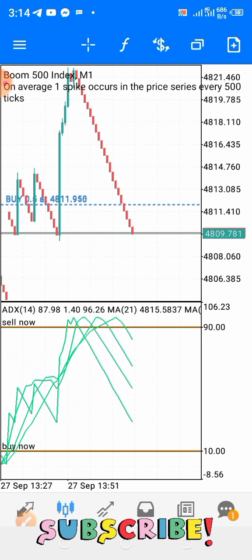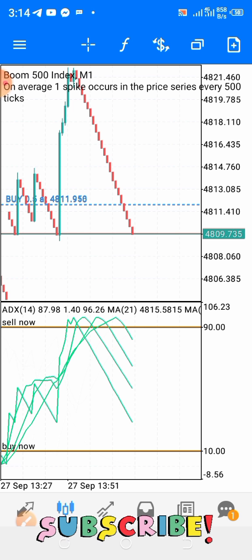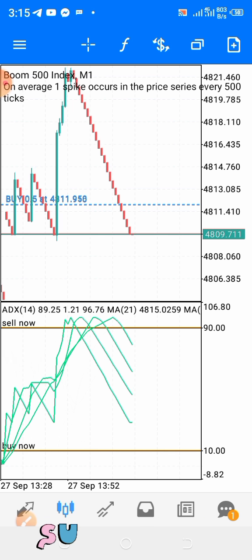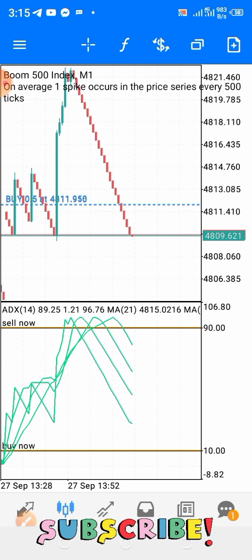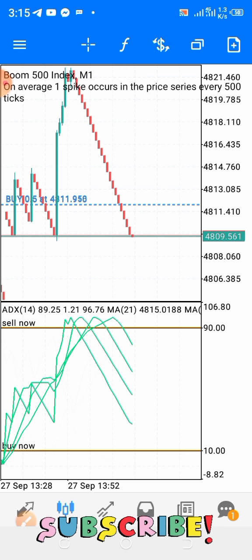As you can see, I've already bought this trade. This is Boom 500 and this is the 1 minute time frame. I'm going to be showing you how to trade this. Anyway, we'll be expecting a spike soon. So now this is the Boom 500 index, 1 minute time frame. This analysis is going to be from 1 minute to 4 hours.